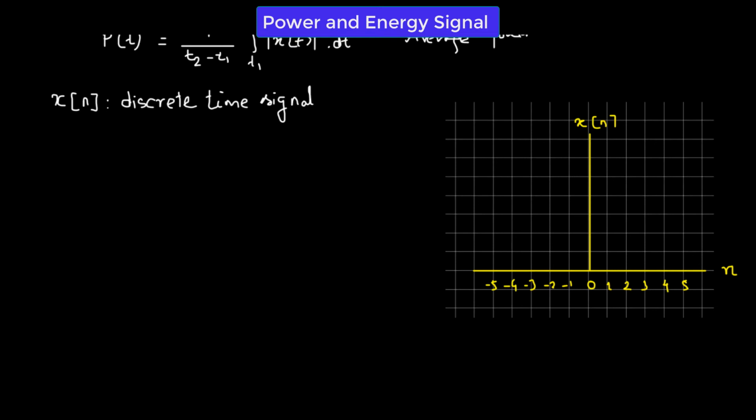So a discrete time signal is going to have values only at discrete time intervals. So we can say, let's say this has a value of 1, a value of 2 at n equals 1, a value of 2 at n equals 2, a value of 2 at n equals 3. So these are all examples of a discrete time signal.